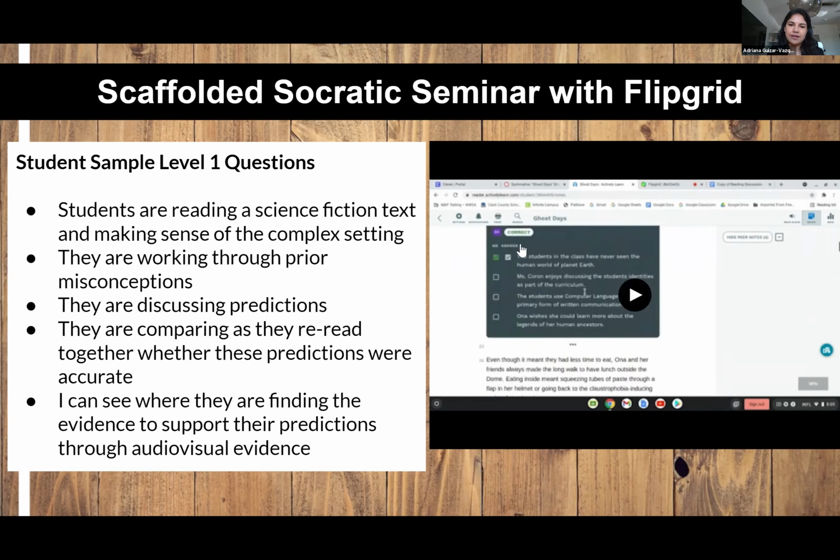So you'll hear in this recording that students are really trying to make sense of what are these characters even doing? Where are they? How did this happen? But you'll be able to observe that, again, students are making sense of a complex setting. Students are discussing predictions. They're working through misconceptions by questioning one another. They're comparing as they reread together. So they're even reaching new conclusions as they talk about it. And they're able to find that evidence supported in alignment with our core standards. So I'll play a little bit of this clip in just a moment.